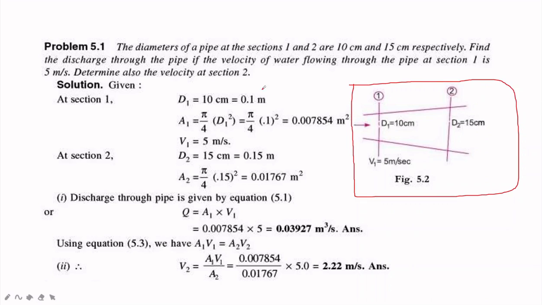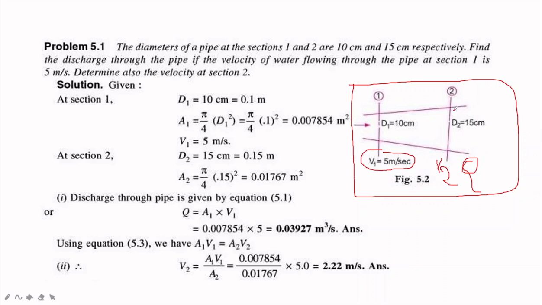It is the given question. The diameters of a pipe at sections 1-1 and 2-2 are given. At section 1-1 the diameter is 10 centimeter, at section 2-2 the diameter is 15 centimeter. We have to find the discharge Q through the pipe if the velocity of water flowing at section 1 is 5 meter per second. Determine also the velocity v2 at section 2. So we have to find Q and also v2.